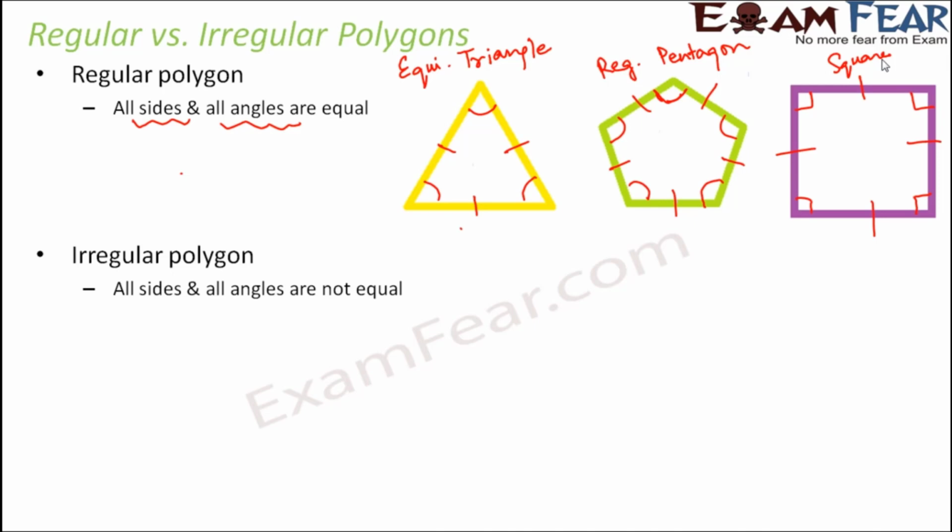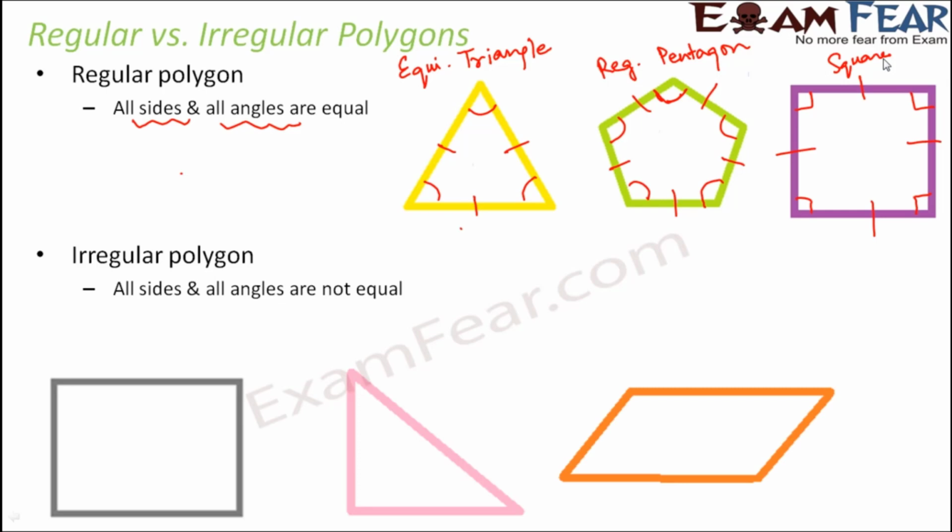So what are irregular polygons? Now obviously irregular polygons would be those where all sides and all angles are not necessarily equal. They are basically not equal. Either all the three angles are different, or maybe two angles are same but one angle is different. So anything of that sort, but here all sides and all angles will not be equal. So think of any other triangle other than the equilateral triangle. That would be an irregular polygon.